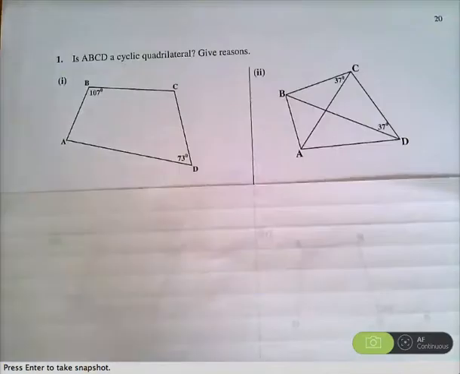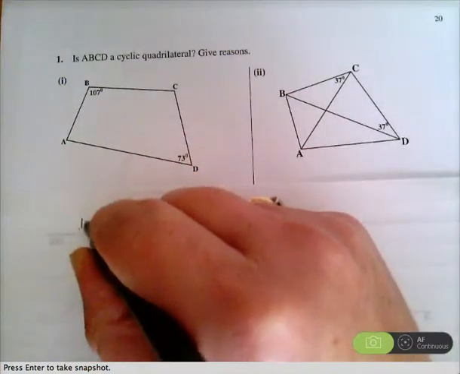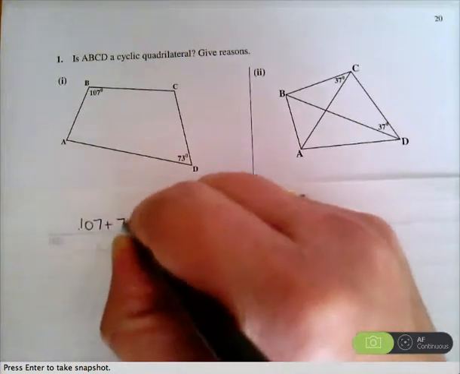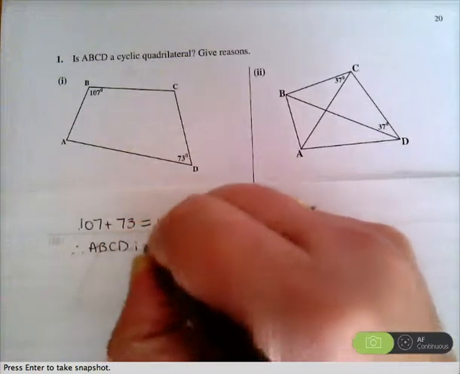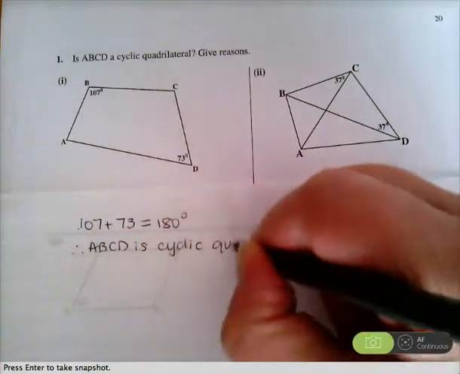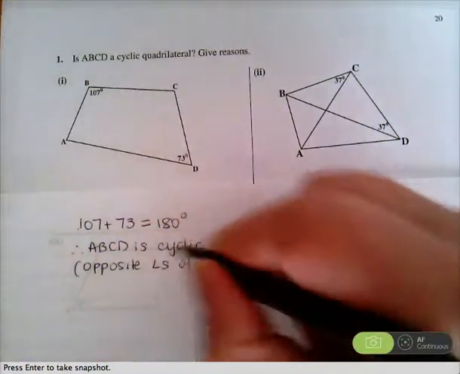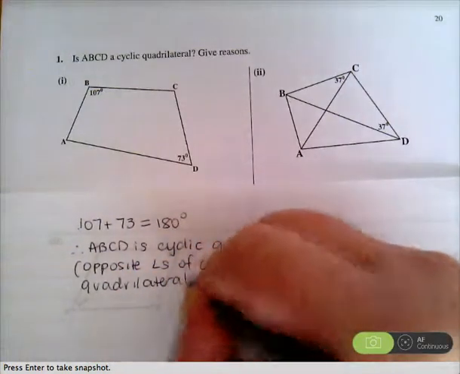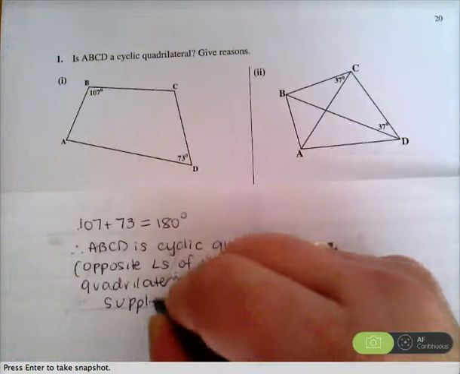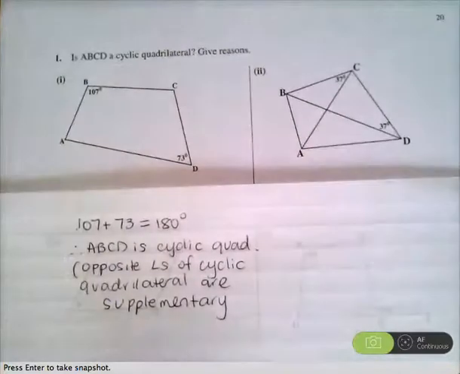Okay, we're on page 20, and question 1 says, is A, B, C, D a cyclic quadrilateral? Give reasons. Well, we can see we've got the two opposite angles, so let's do 107 plus 73. Well, that is 180. Therefore, ABCD is a cyclic quadrilateral, and the reason is opposite angles of a cyclic quadrilateral are supplementary. Okay, now we will look at the second example here.